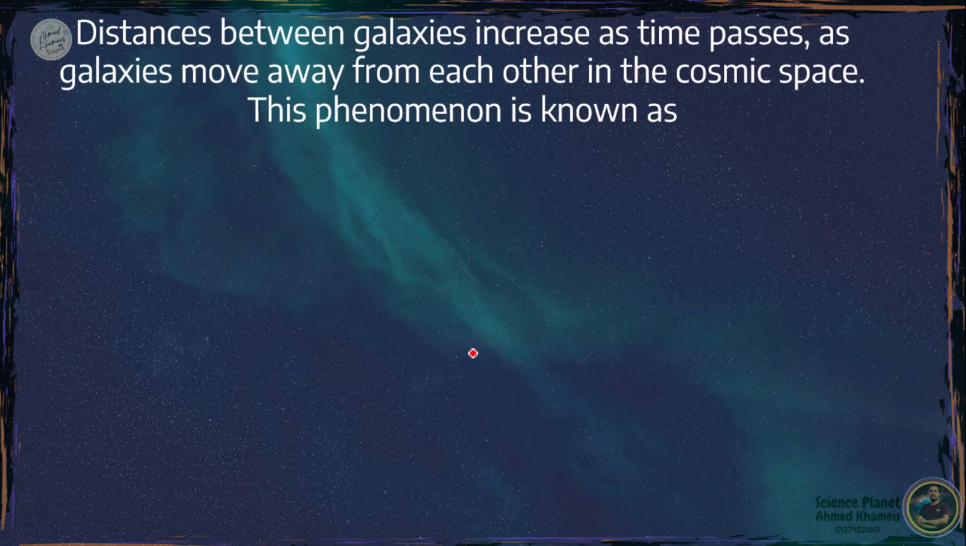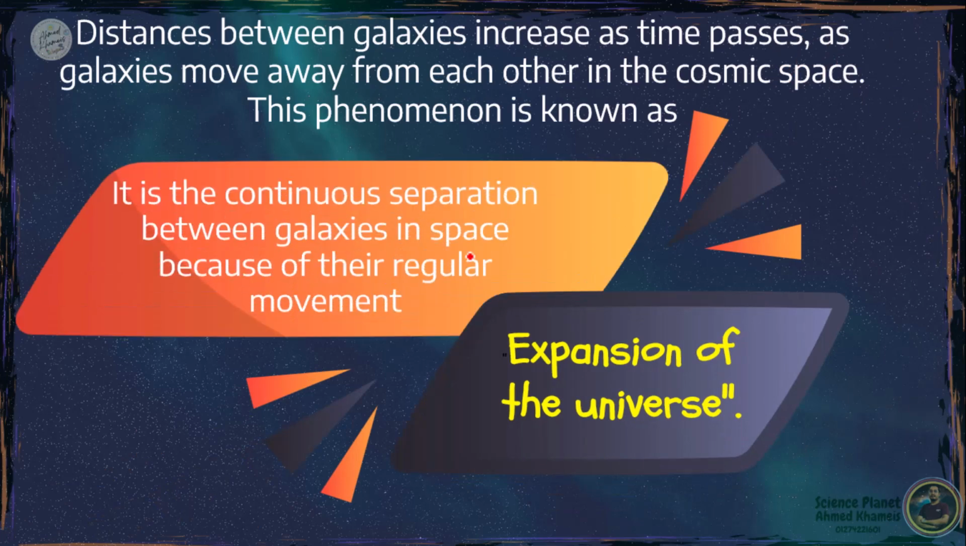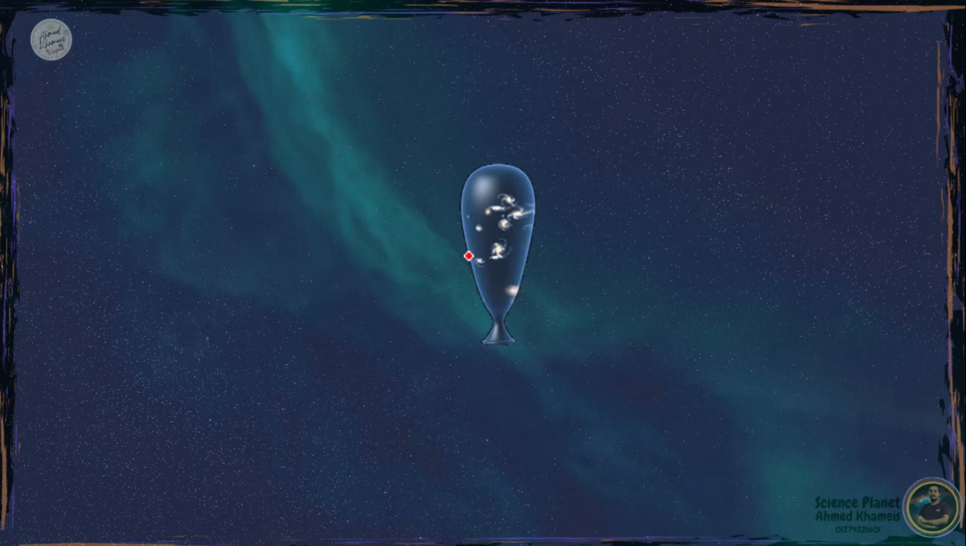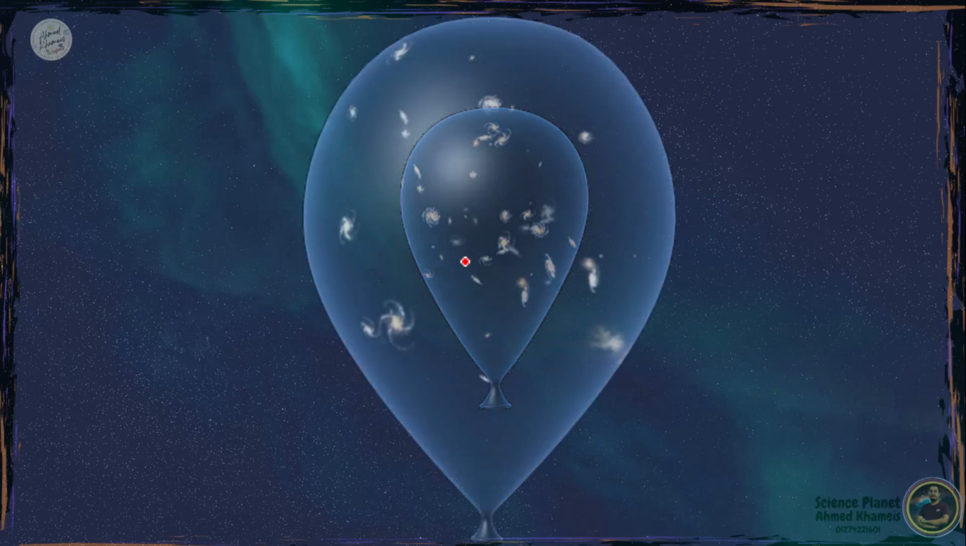The distances between galaxies are not fixed. They keep increasing as time passes because the galaxies are moving away from each other. We call this phenomenon the expansion of the universe. So the expansion of the universe is the continuous separation between galaxies in space because of their regular movement. If we get a balloon and draw some dots on it and start inflating it, you will see that as you inflate the balloon, the distance between the dots increases as time passes.